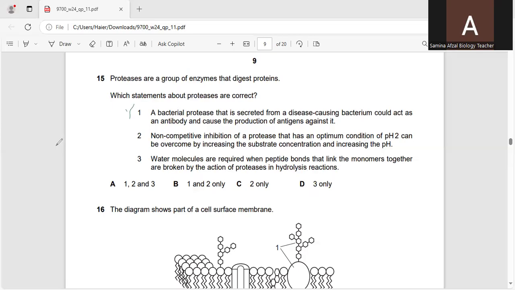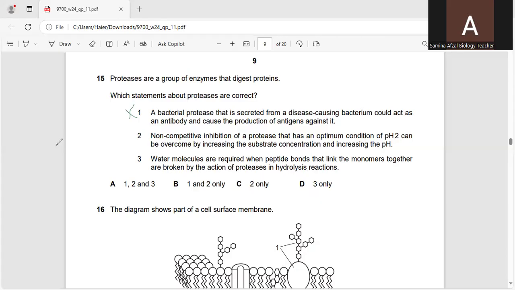This is not a correct option. This is an incorrect statement. A bacterial protease secreted from a disease-causing bacterium would likely be an antigen itself. Antigens are substances that trigger an immune response leading to the production of antibodies.